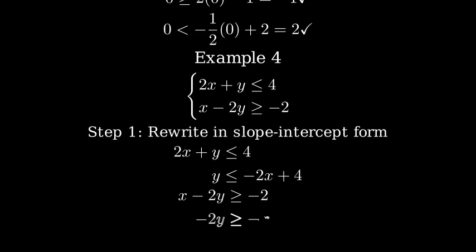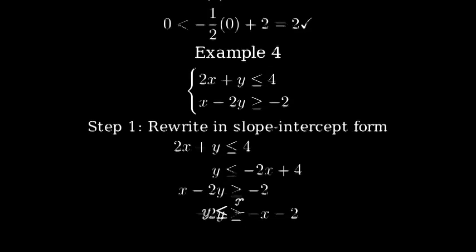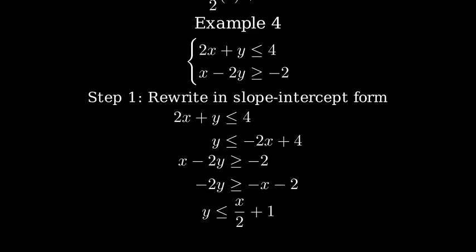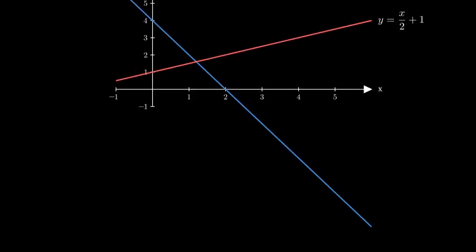For the second inequality, x minus 2y is greater than or equal to negative 2, we subtract x from both sides to get negative 2y is greater than or equal to negative x minus 2. Then we divide everything by negative 2, which flips the inequality sign, giving us y is less than or equal to x divided by 2 plus 1. Step 2. Now we'll graph both boundary lines. The first boundary line is y equals negative 2x plus 4. This is a solid line because the inequality allows equality. The second boundary line is y equals x divided by 2 plus 1. This is also a solid line because the inequality allows equality.